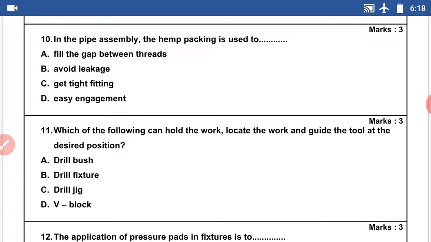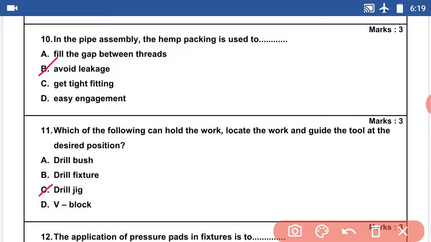Question number 10. In the pipe assembly, the hemp packing is used to dash. The answer is avoid leakage, option B. Question number 11. Which of the following can hold the work, locate the work and guide the tool at the desired position? The answer is drill jig, option C.